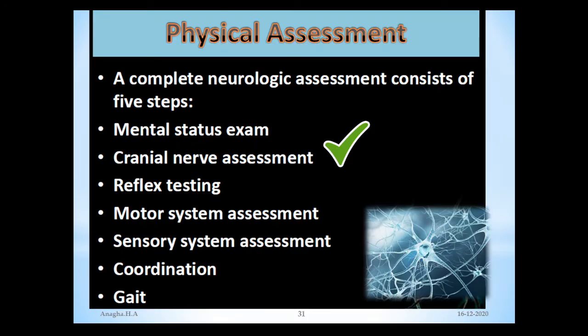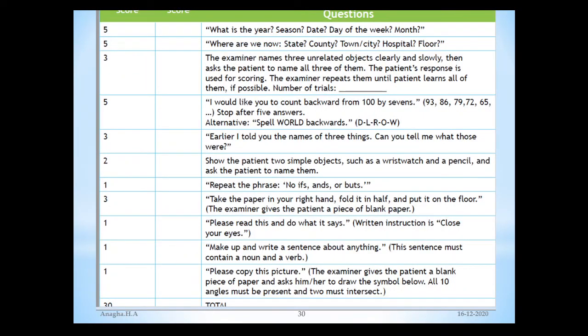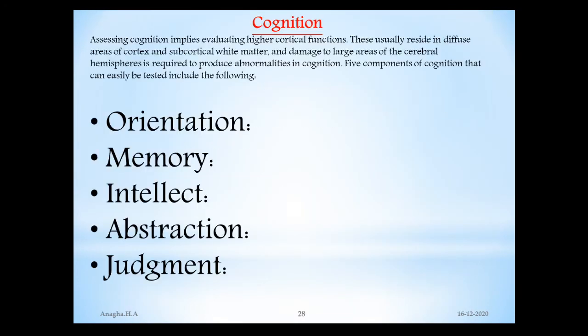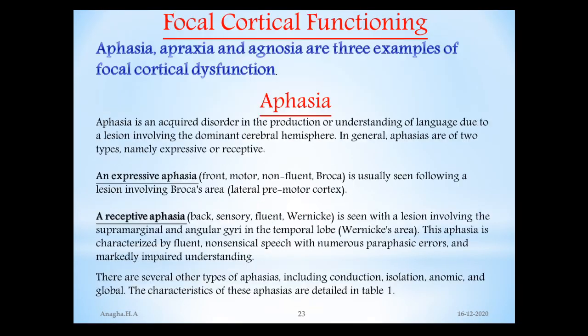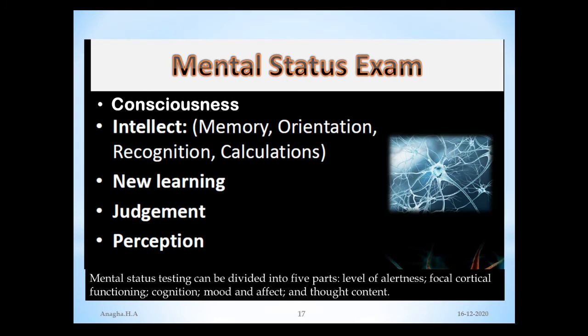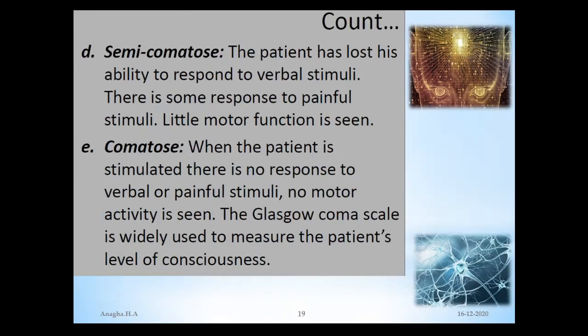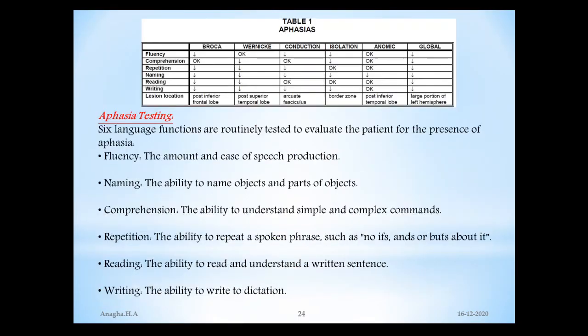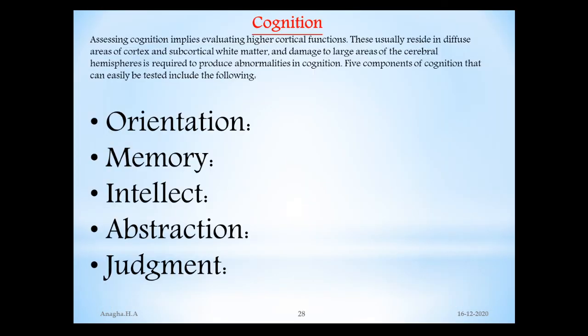Okay, I hope you understood the mental status examination part. I'll just repeat the 5 things we have to remember. Mental status examination includes level of alertness, focal cortical functioning, of which we had 3, apraxia, agnosia and so on, then cognition, mood and affect, and thought content. I'll move on to cranial nerve examination now.